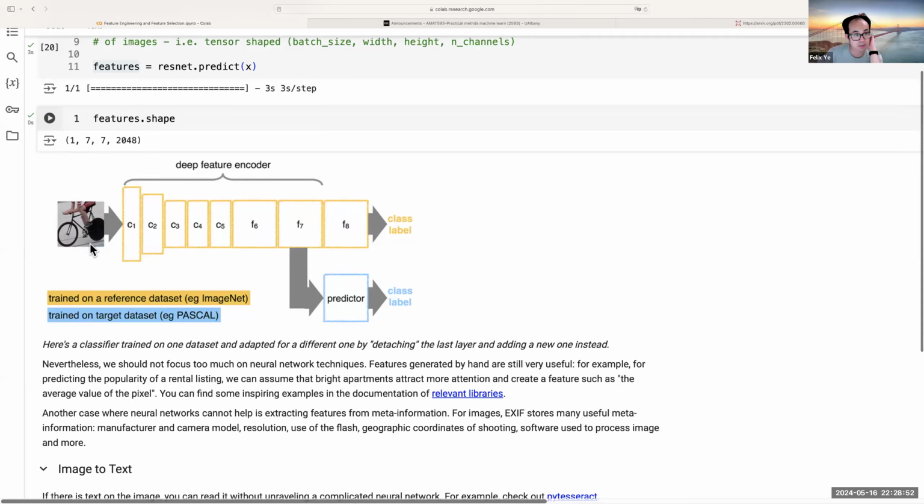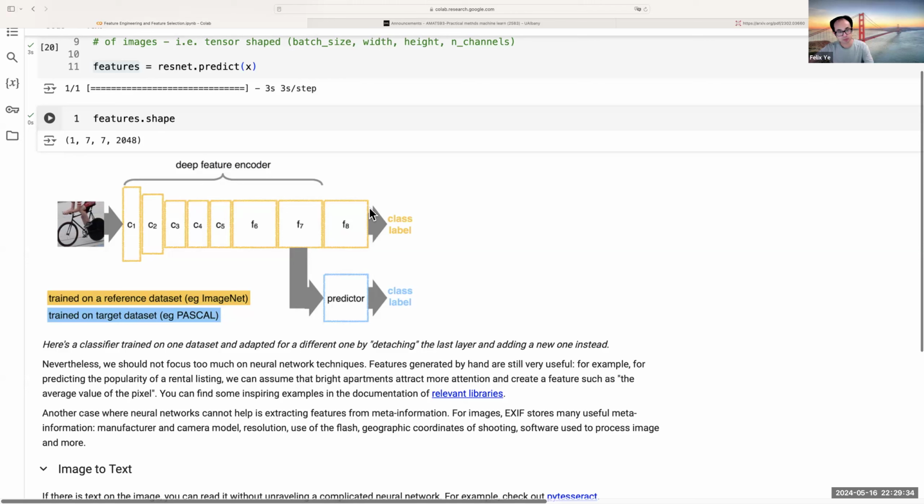Think about your ResNet as those feature layers. You can think of it as a deep feature encoder that takes the important features out of the images. The original data set is trained on ImageNet, and it is going to create the class label for the image. For example, this will output an image of bicycles.